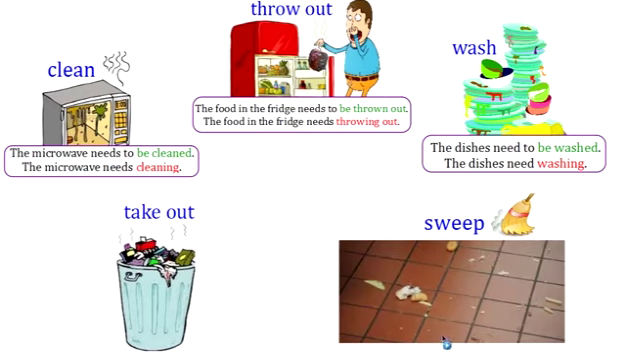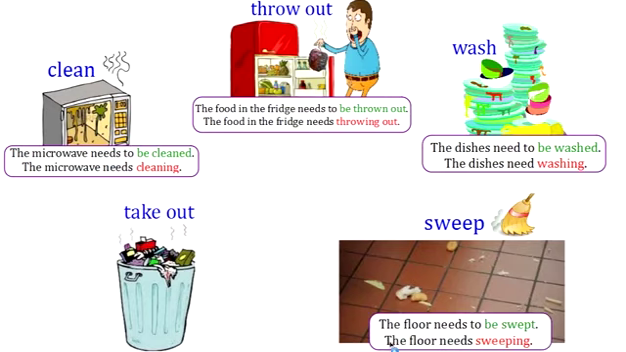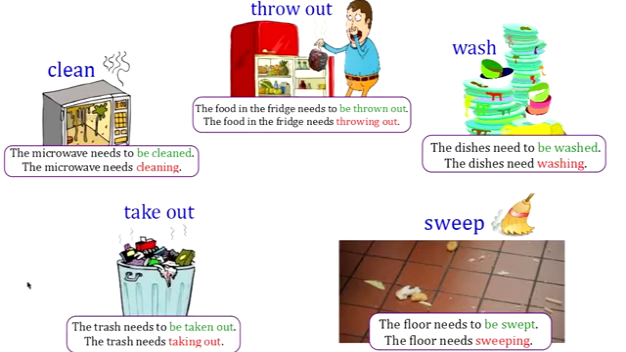So what can we say about the floor? We can say the floor needs to be swept, right? And swept is the past participle. Or the floor needs sweeping, using the gerund. Very good. The last one, the trash. Take out. Okay, what can we say? The trash needs to be taken out, and the trash needs taking out. Very good. So, good job.